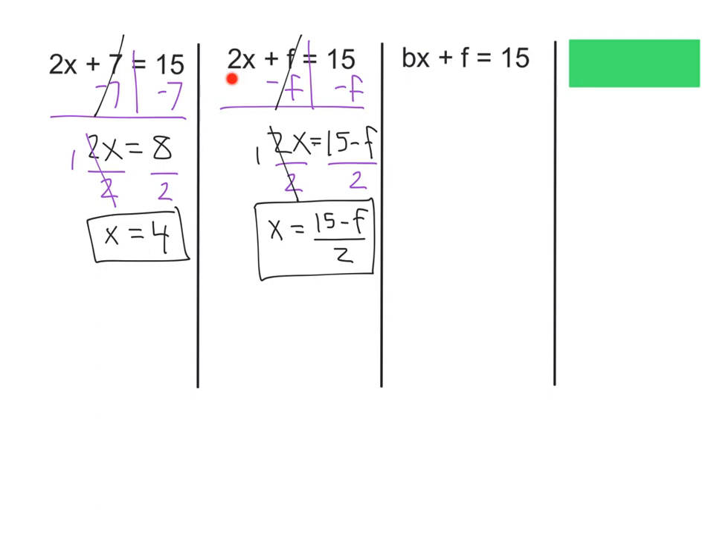Again, the only thing I've changed is I've changed the 2 into a b. Otherwise, everything is the same. Trying to solve for x. Now, by the way, some of these equations will ask you to solve for b or solve for f. And so you'd have to do some other steps, but in this case we're just solving for x in these examples. So I'm going to subtract f from both sides of the equal sign. Those cancel. I'm left with bx equals 15 minus f.